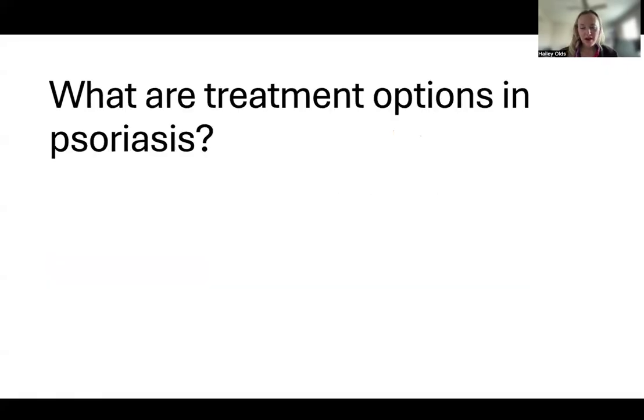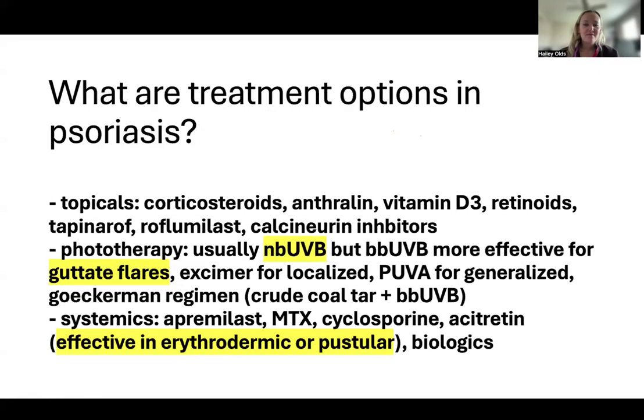What are different treatment options for psoriasis? So there's a lot, but you can do topical corticosteroids, topical calcineurin inhibitors, roflumilast, which is Zoryve, which is kind of a newer option, and tapinarof, which is Vtama. There's also phototherapy. Usually it's narrowband UVB, but broadband UVB is more effective for guttate flares.